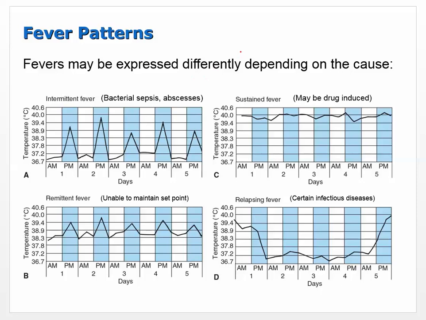Okay, and then I mentioned earlier that sometimes fevers behave differently. We're not going to get into this in any detail, but you can see that there are intermittent fever, remittent fever, sustained fever, or relapsing, where it goes down and then goes back up again. These can be associated with different treatments, but we're not going to go into that detail. We are instead going to end this section.